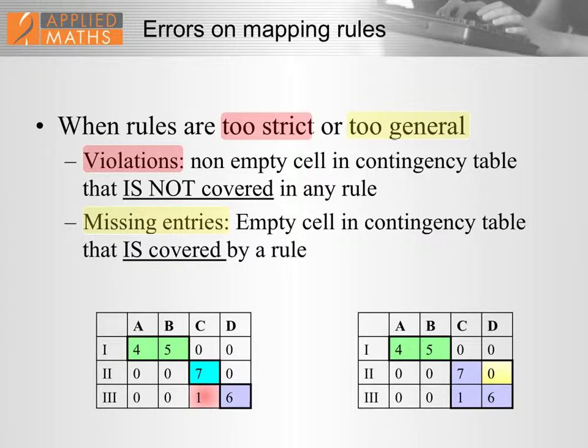So when rules are too strict or too general, you can get either violations, so you have non-empty cells in your contingency table that are not covered in any rule, or you have missing entries, so an empty cell in that contingency table, so something that you did not observe.